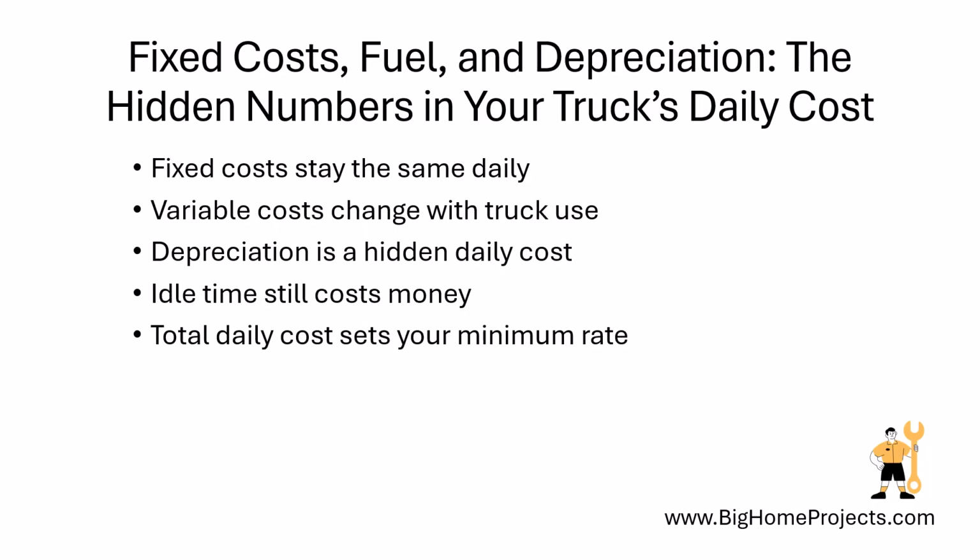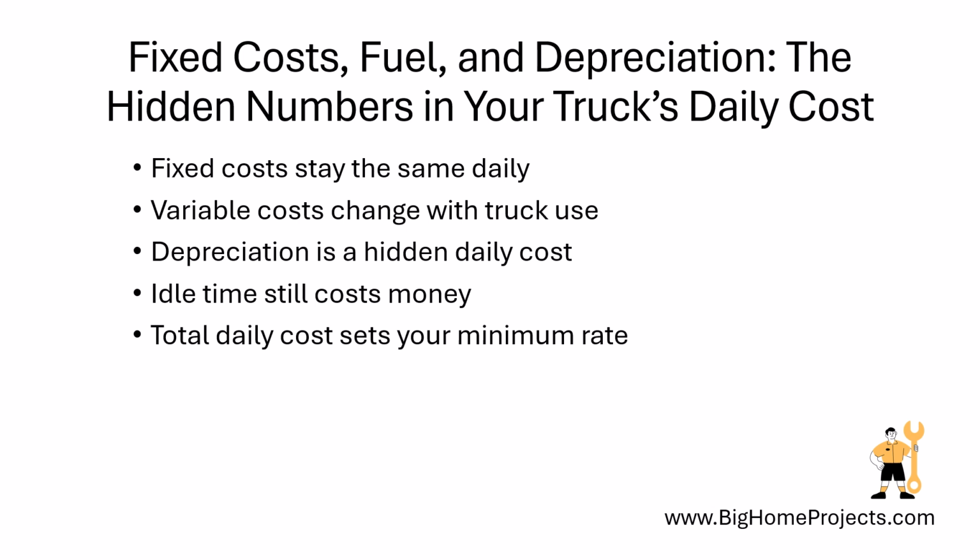Think of your truck like a little business that has to pay its own bills every single day, whether it drives 1 mile or 300 miles. Fixed costs are the expenses that stay the same no matter what, like insurance, truck payments, and permits, and you should divide those by the number of days you operate in a month to get a daily amount. Variable costs change based on how much the truck actually works, like fuel, tires, and repairs, so you track those separately and add them in each day.